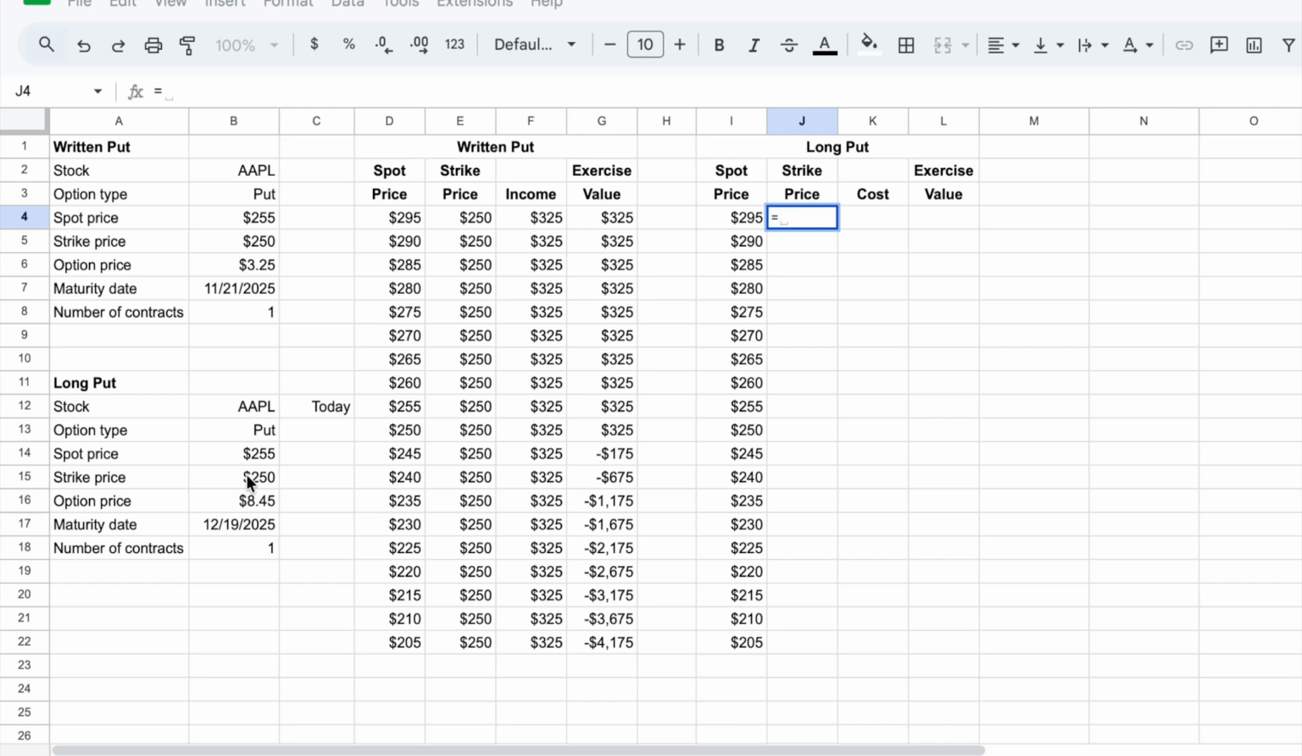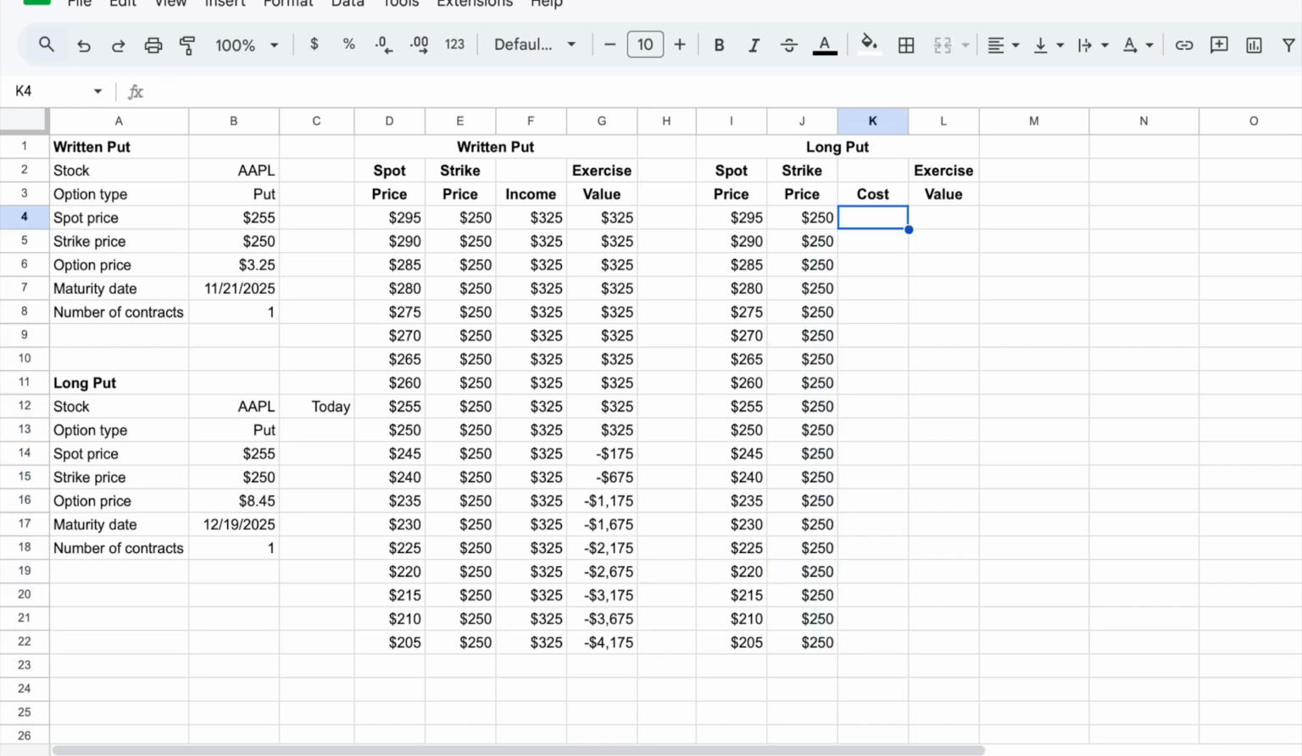For this example, when the written put option expires, we will still have 30 more days for the long put option to expire. We need to calculate the value of the long put option at day 30 when it has another 30 days to maturity. We will use Black & Scholes option pricing calculator.